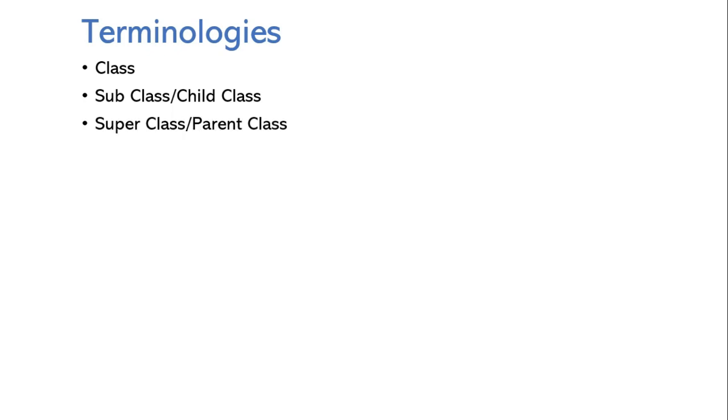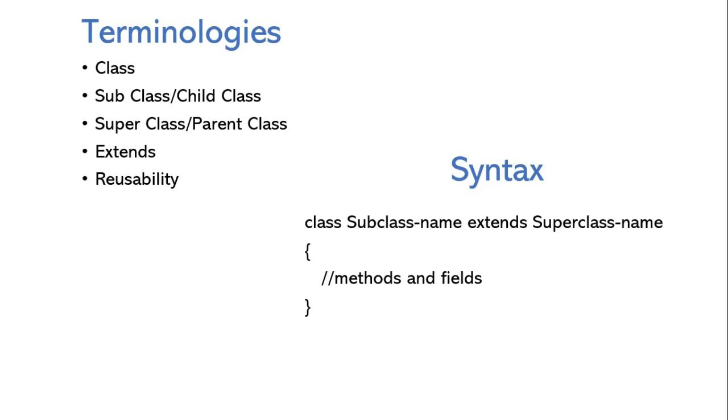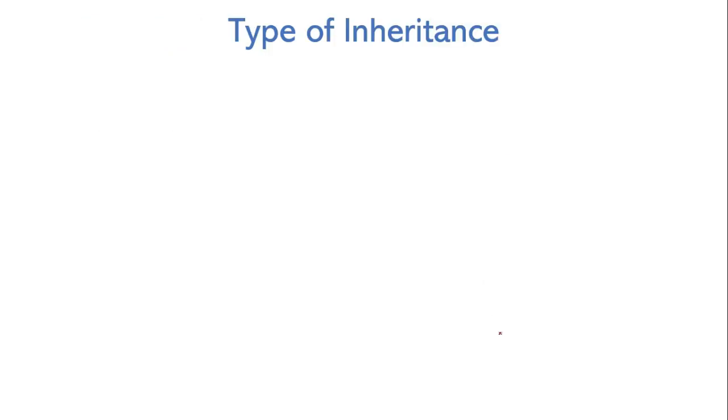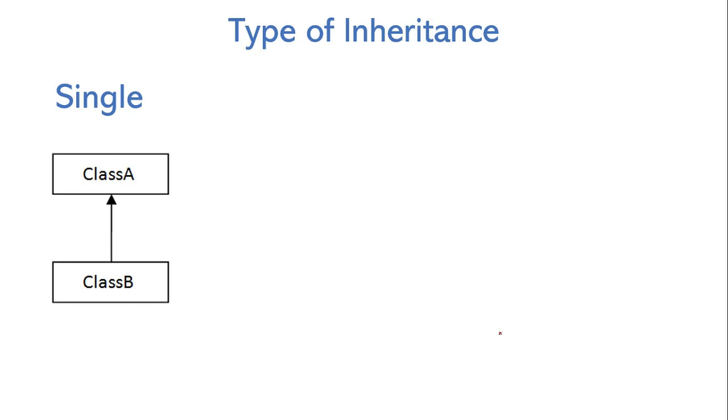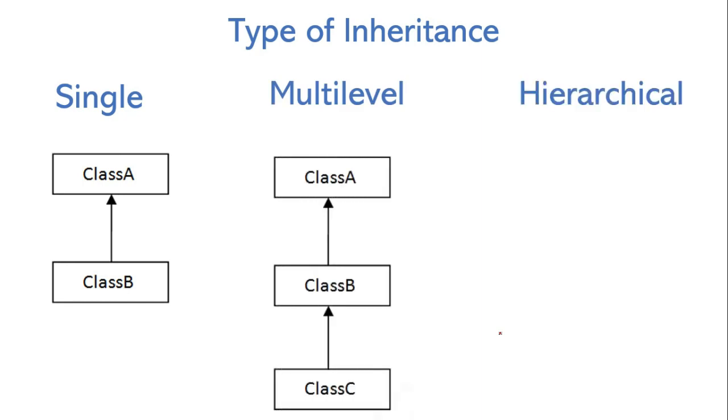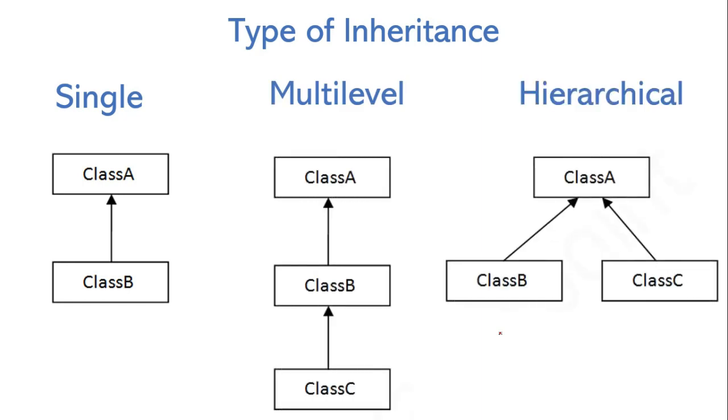These are terminologies in inheritance: class, subclass or child class, superclass or parent class, extends, and reusability. And here is the syntax of inheritance. The syntax starts with the keyword class, followed by the class name, and then the keyword extends, and then the superclass name. Between the curly braces, you put the methods and the fields. There are three types of inheritance: single inheritance, multi-level inheritance, and hierarchical inheritance. Let's see them one by one.